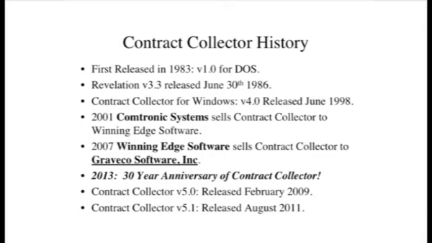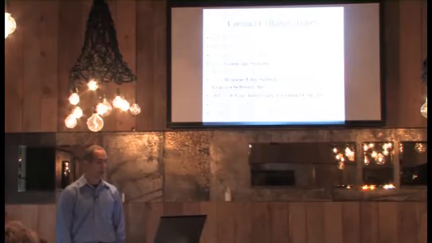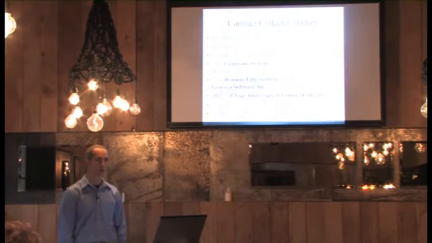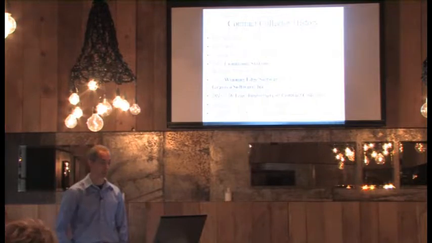Some history on Contract Collector. Next year we'll be celebrating our 30th anniversary. It was originally released in 1983. And 1998 was the first Windows release, and then in 2009 was the latest version 5 release. And in January, we released Lease Collector, which is a variation of Contract Collector for property management and servicing leases.